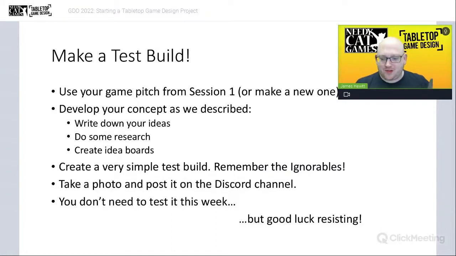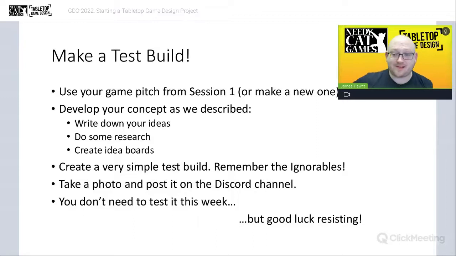You can either use your pitch from session 1. If you haven't done that already, you can go back and look at the exercise in session 1 and use that to create a little game pitch, or use the system that we talked about earlier. Develop your concept: write down your ideas, do some research, create some idea boards. Keep it simple, because this is just meant to be a little exercise. Don't develop the next Twilight Imperium. Save that for week 6. Just do something simple. Get it written down, and then create a very, very simple test build.